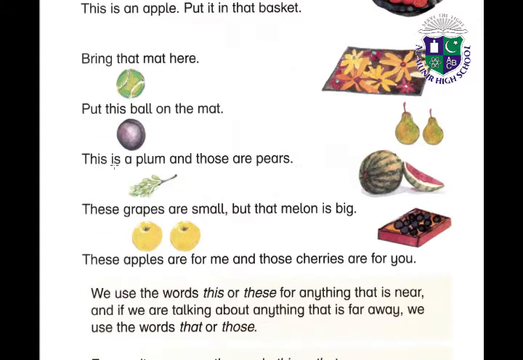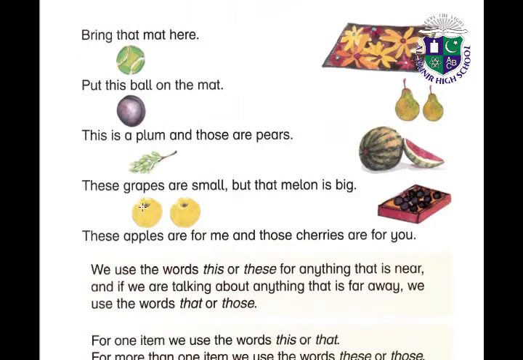Students, we use this and that for the singular things, and we use those and these for the plural things. So you can see that in this sentence, this is a plum. The plum is only one, in a singular form. That's why we are using here this, and this is near to us, so we use this. And there are more than one pear, so we are using here those for the pears.